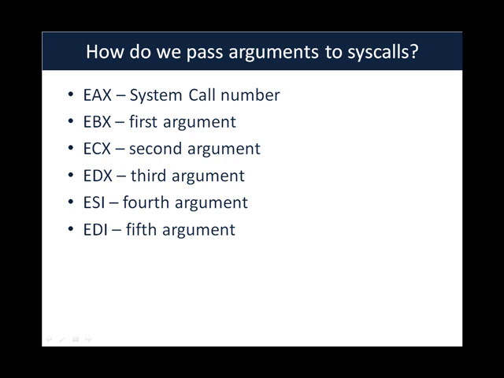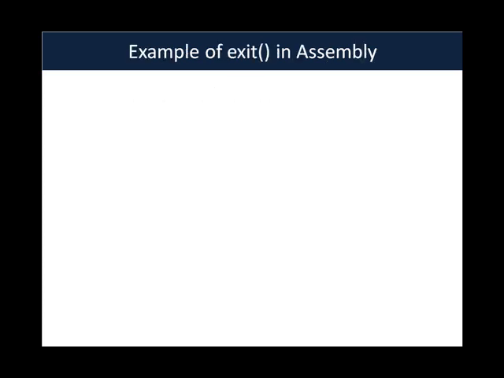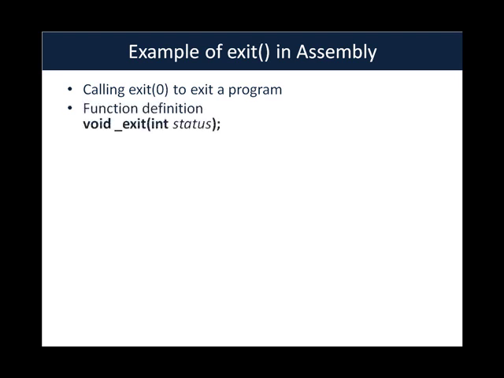So let's take an example of how a system call would be invoked through assembly. So let's take the exit call. Now, all of us know that exit is generally called to exit the program. And the way the system call is defined is that you pass it an integer, which is the status. Generally, that could be 0, 1, or -1, depending on what you want to convey to the environment about how the program exited.